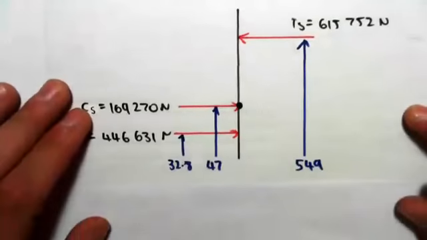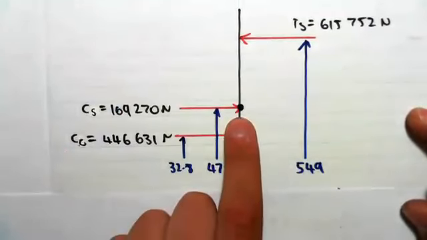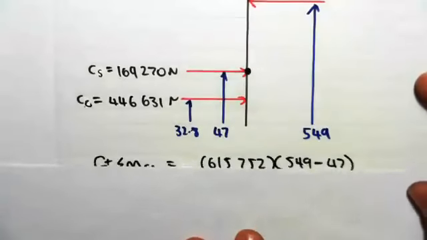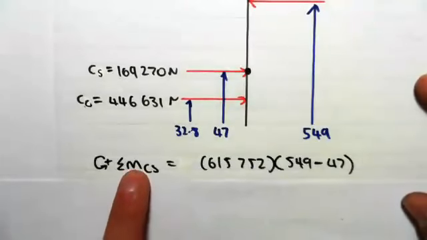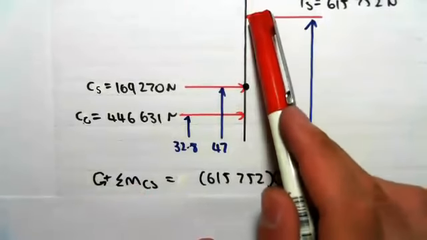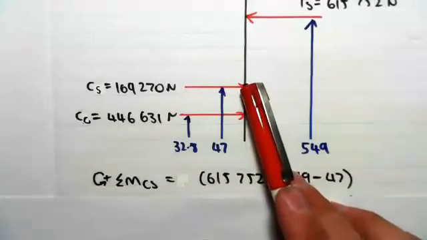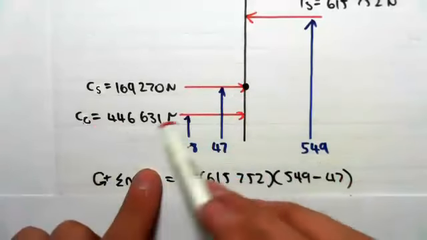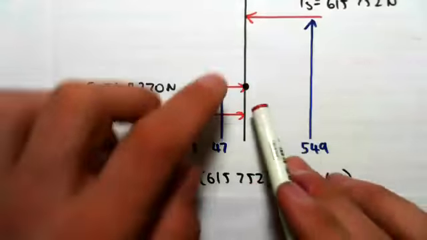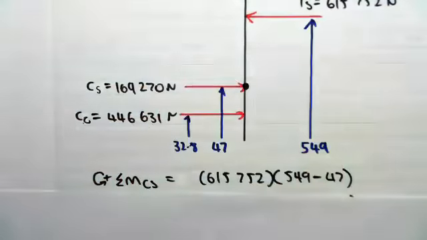Okay? So what we can do is take moments about any point. I'm going to take it about the compression of the steel, just to simplify the process. So the sum of the moments about the compression of the steel, taking anti-clockwise as positive. You can see this moment is going to be going anti-clockwise about the compression of steel, and the compression of concrete is also going anti-clockwise.